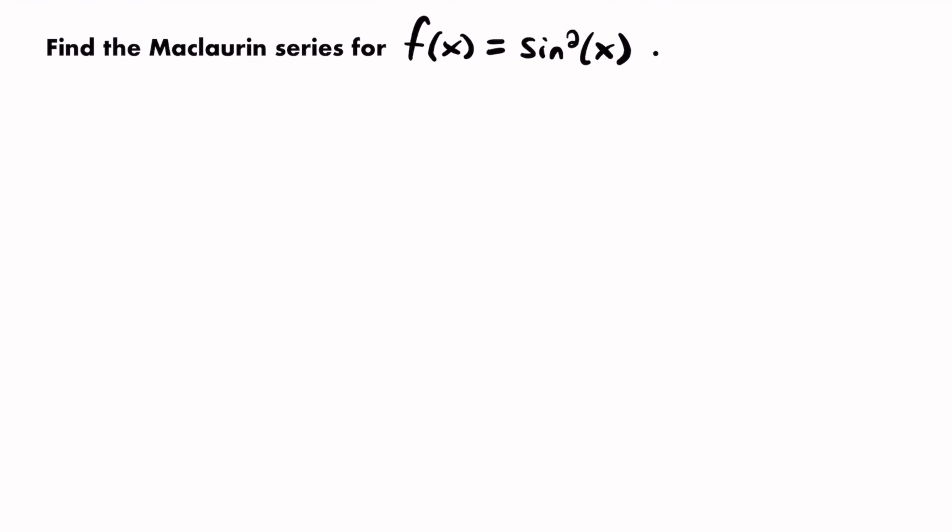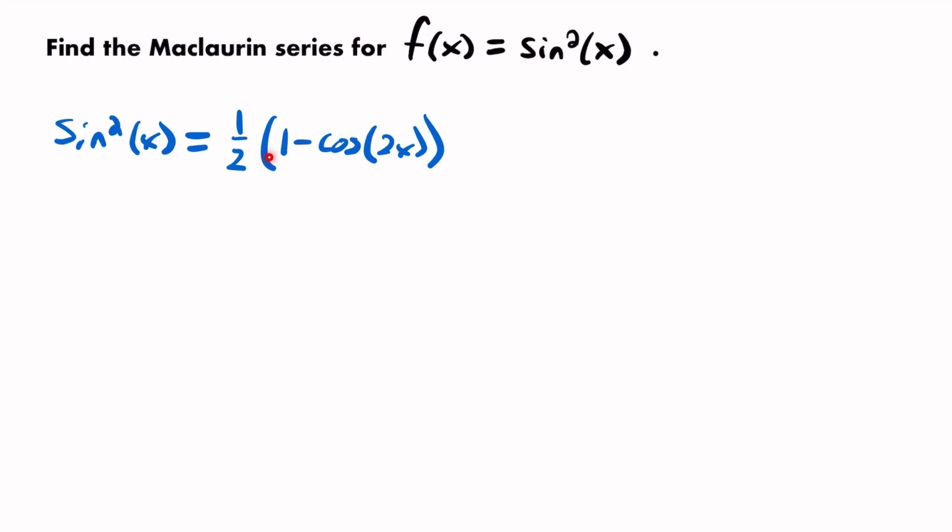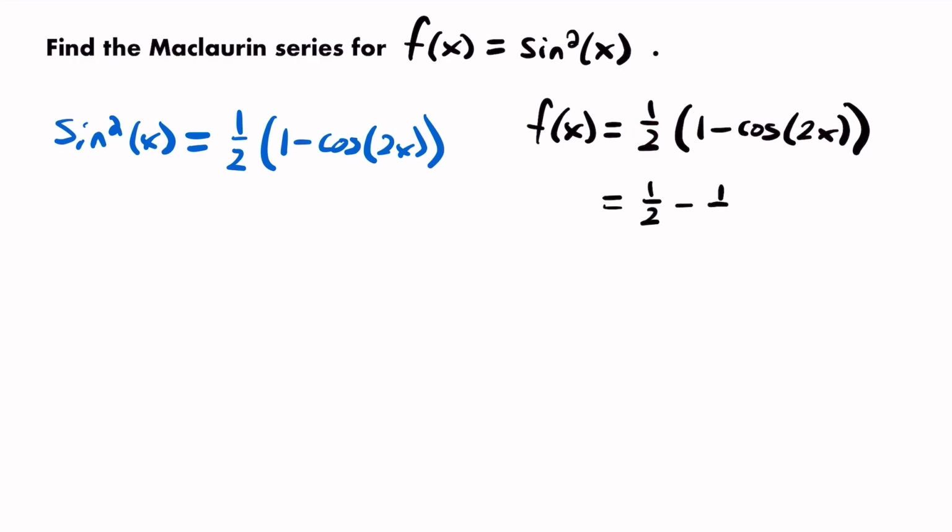Specifically, we're going to use the trigonometric identity that sine squared of x is equal to 1/2 times 1 minus cosine of 2x. All right, so if we use this trig identity, f of x will be equal to this expression, which is the same as sine squared x. So we'll have f of x is equal to 1/2 times 1 minus cosine of 2x, and then we can distribute this 1/2 through this quantity, and f of x will be equal to 1/2 minus 1/2 times cosine of 2x. All right, and so this expression is the same as sine squared of x.